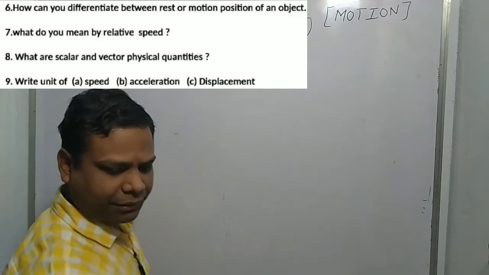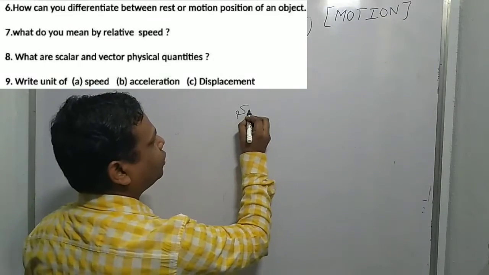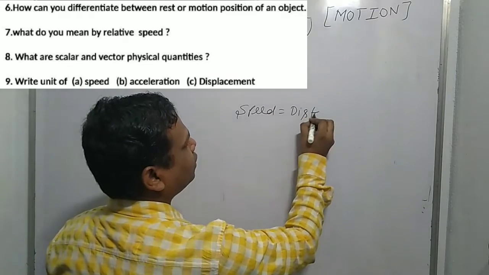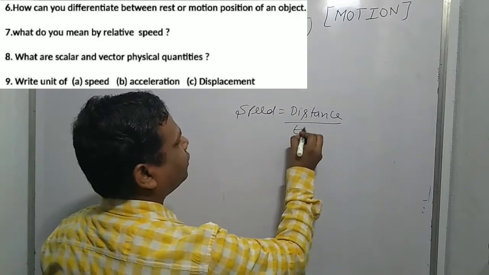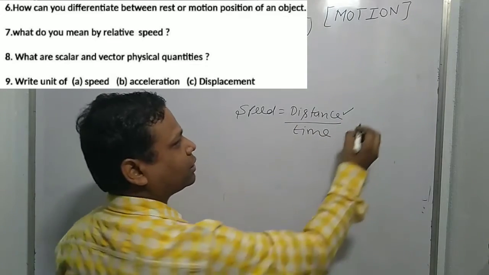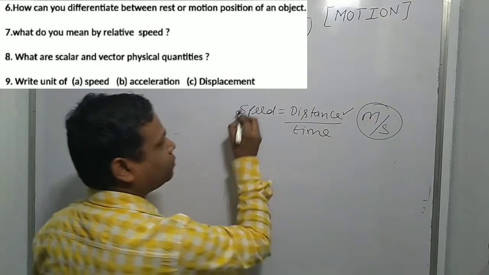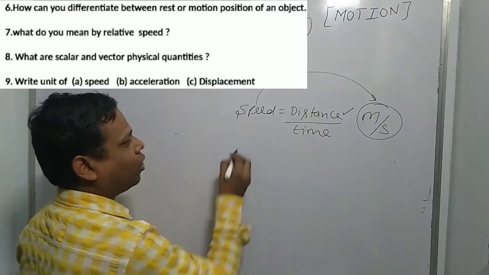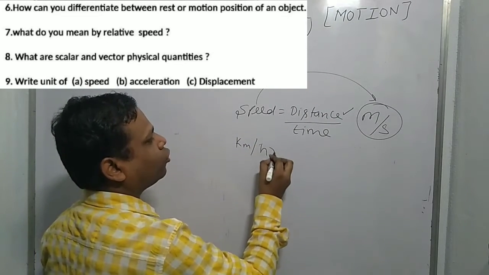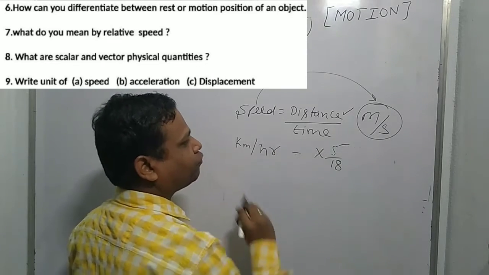Next question: write the unit of speed. You know, speed is equal to distance upon time. How can you write its unit? The SI unit of distance is meter and of time is second. So the unit of speed is meter per second or kilometer per hour. How can you convert kilometer per hour to meter per second? By multiplying by 5 upon 18.